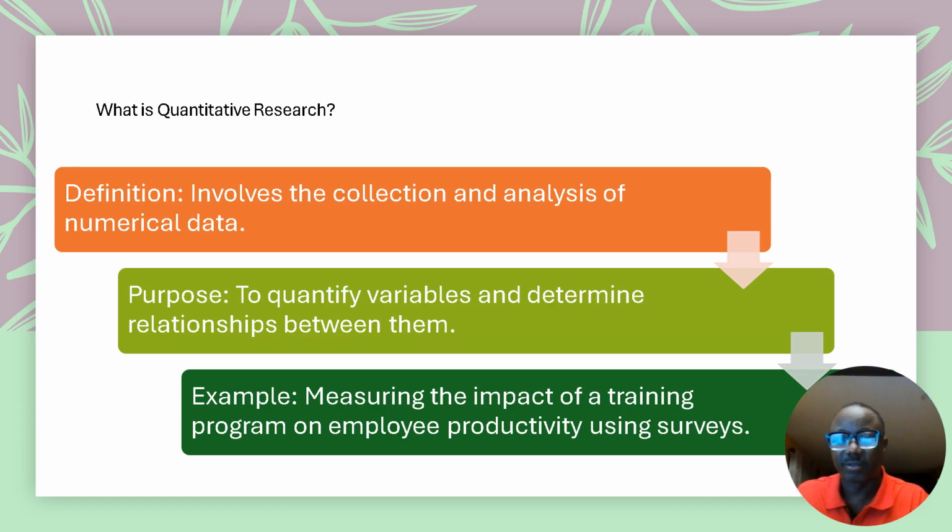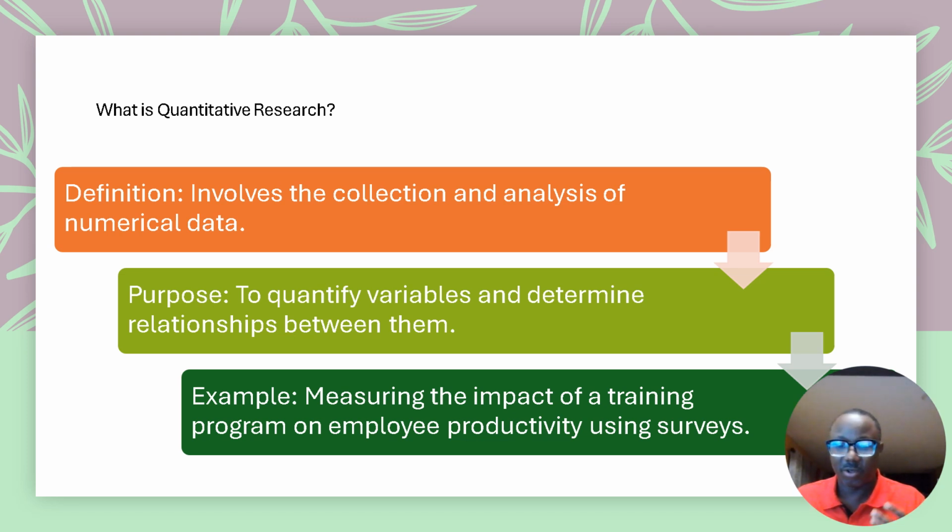Quantitative research involves the collection and analysis of numerical data. So with qualitative research, it deals with non-numerical data, but quantitative research deals with numerical data, numbers. The purpose is to quantify variables and determine relationships between them.